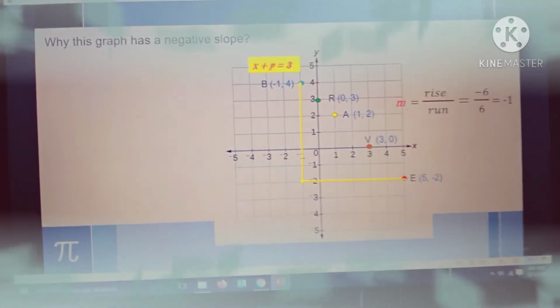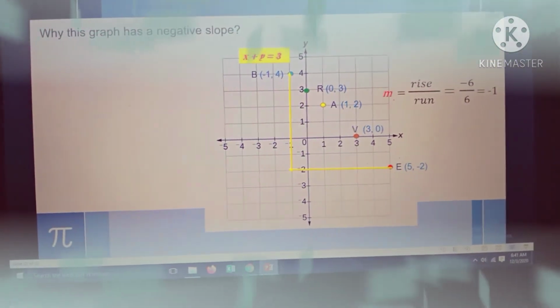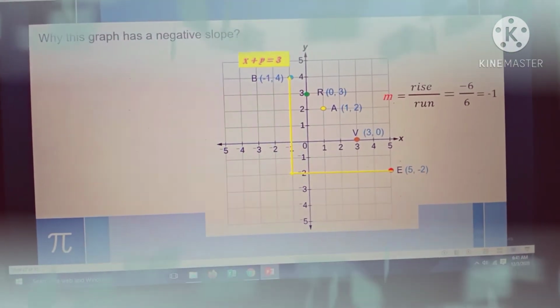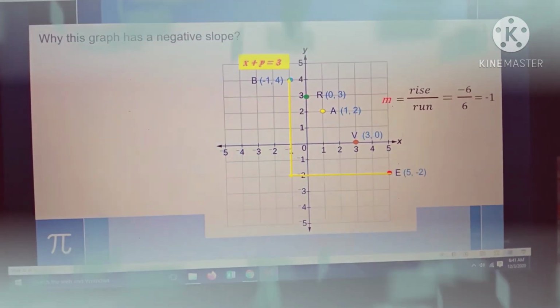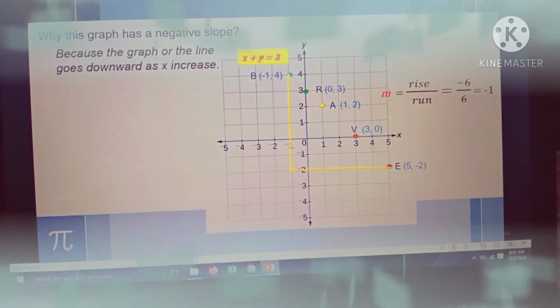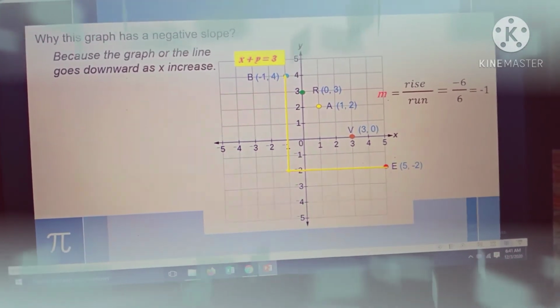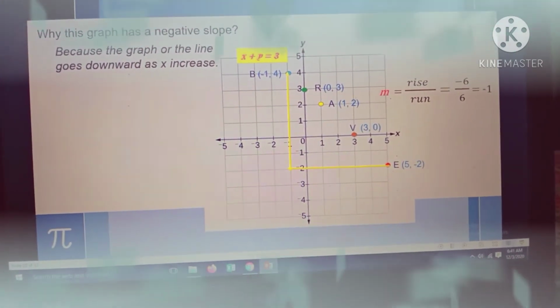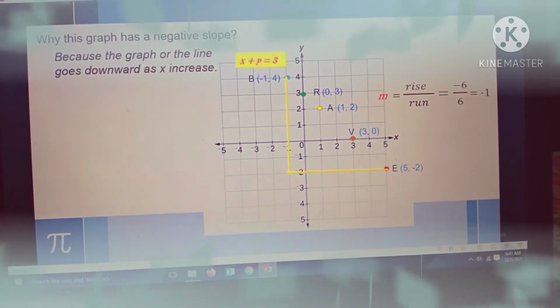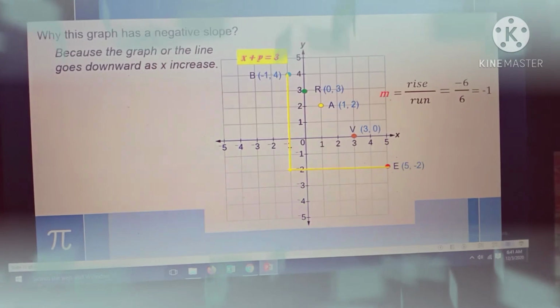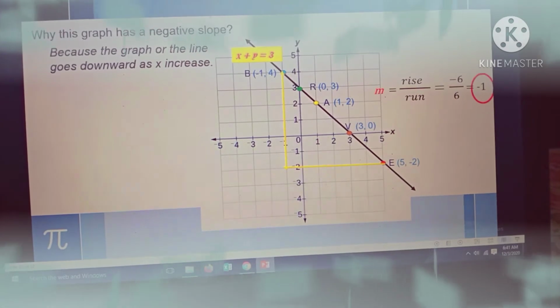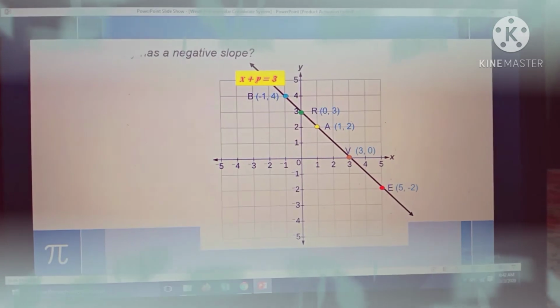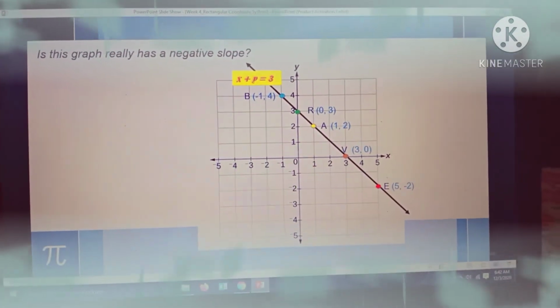So why does this graph have a negative slope? Since we solved that m is equal to rise over run, and we got negative 6 over 6, or this is equal to negative 1. The answer is because the graph of the line goes downward as x increases. This graph really has a negative slope.